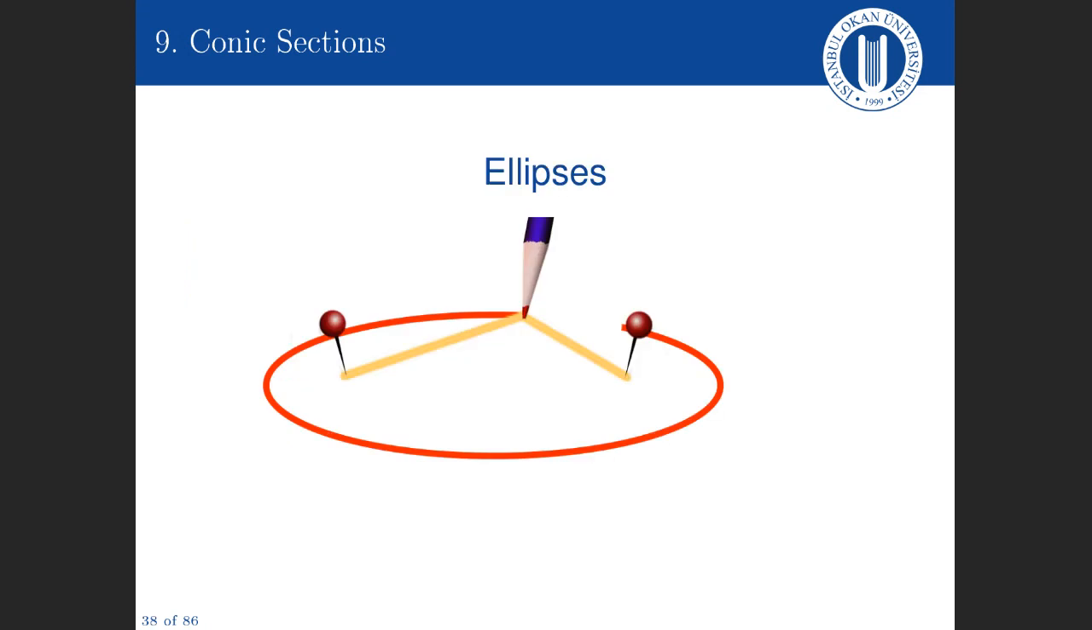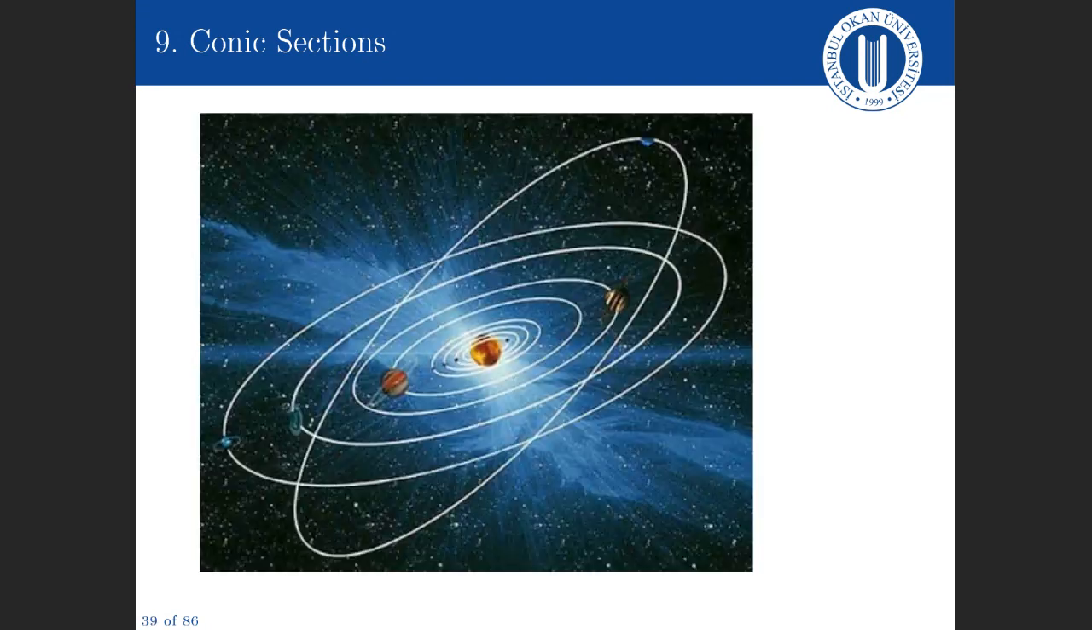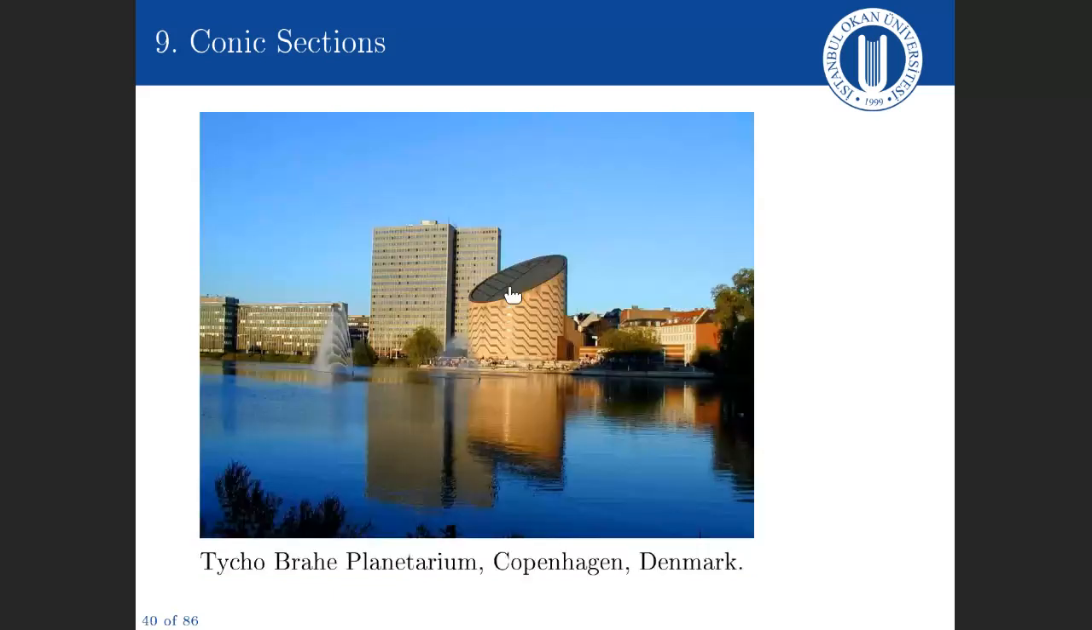Let's move on to talking about ellipses. Let's suppose we had a bit of string which we fixed to our paper using two pins, and we did it so that it was slack some way. And then let's suppose we use a pencil to draw around. This shape is the ellipse. Where do we see ellipses? We see them in the orbits of planets, and we see them in architecture as well. For example, this building in Denmark uses an ellipse.